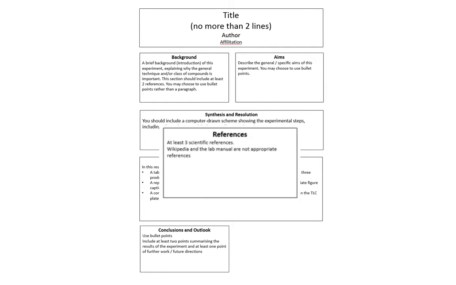Throughout the poster, you should include references, and you must include details of these references in this reference list. Make sure that you look at the referencing document in the resources folder on Blackboard and use the referencing style that is detailed. Remember that you should use scientific references. Wikipedia is not a primary source, so it is not an appropriate reference. The lab manual is also not an appropriate reference.